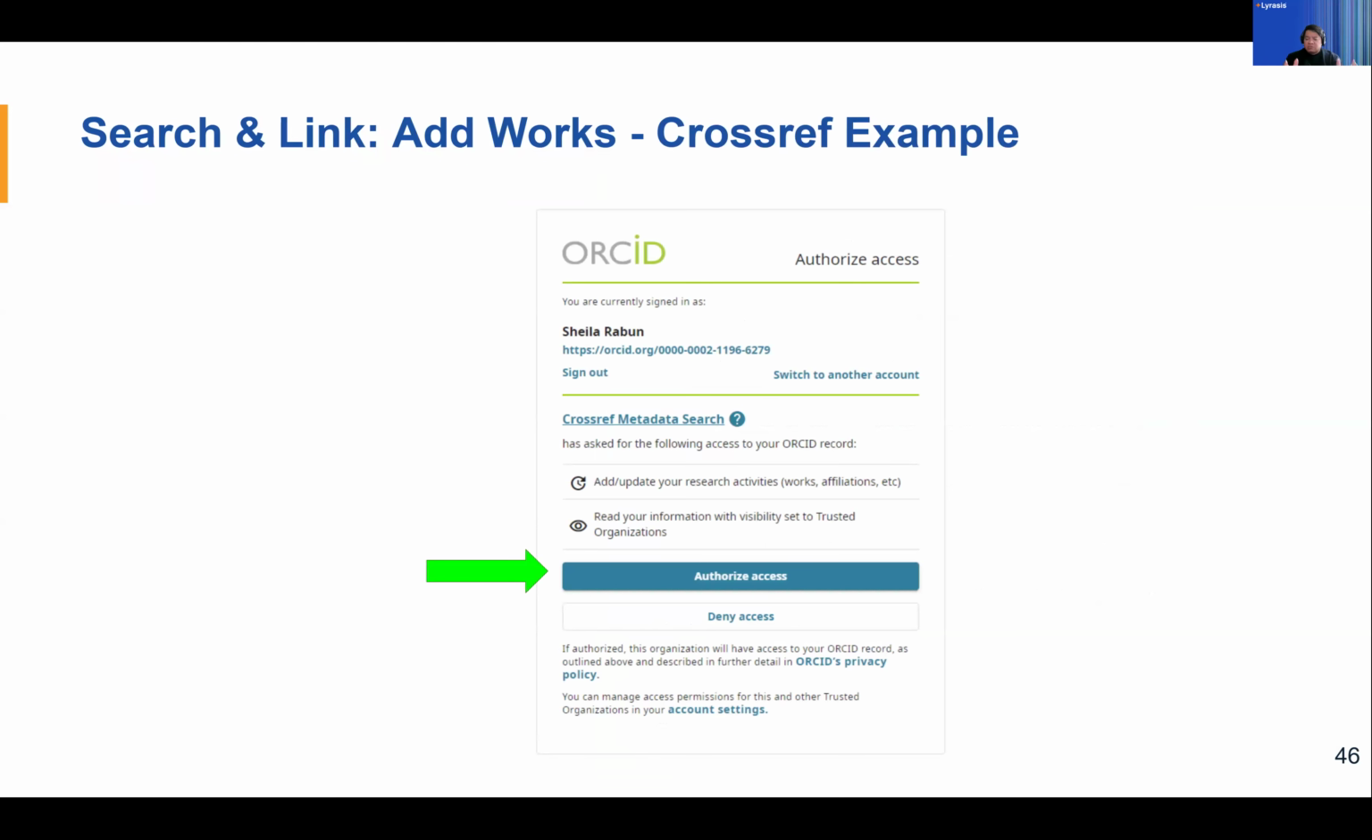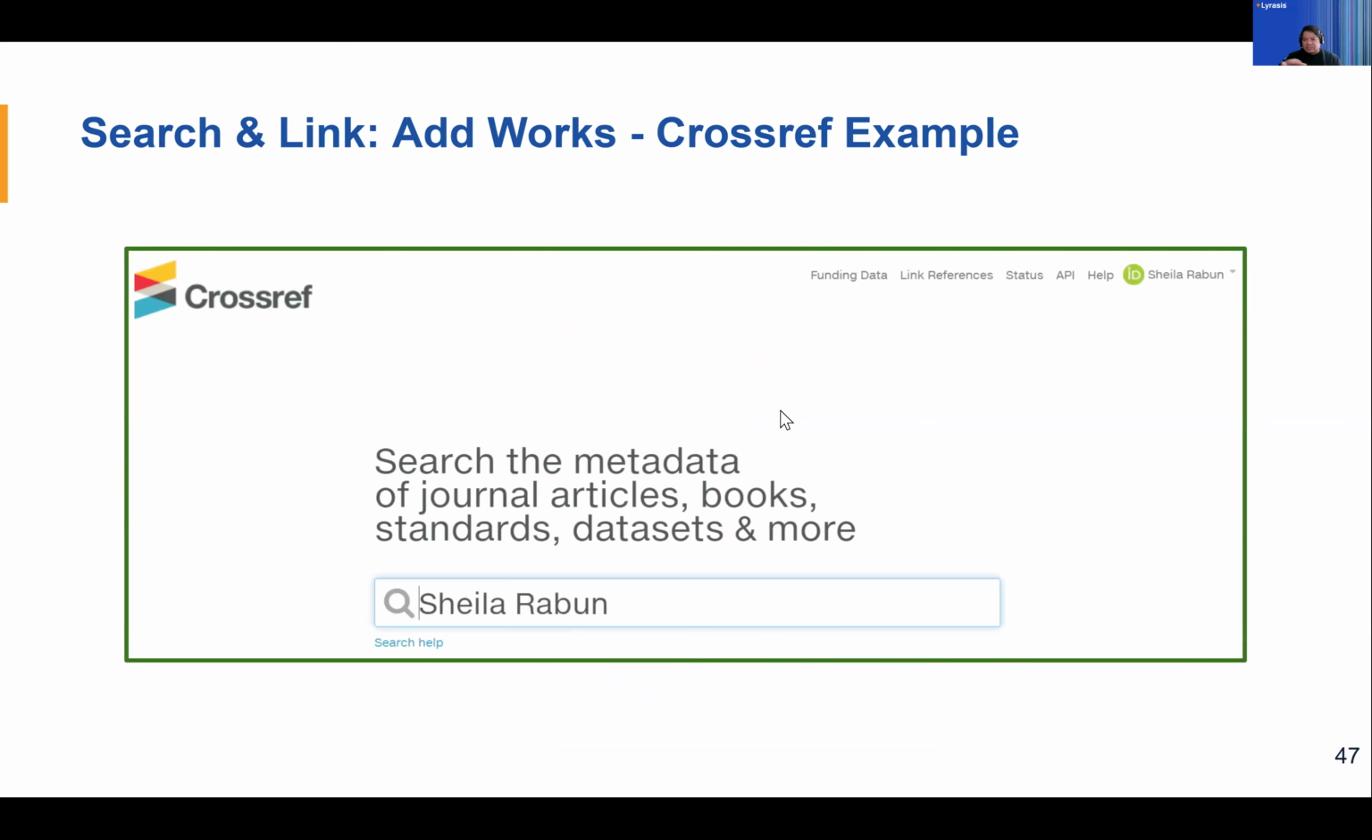So this is where researchers have really full control of their ORCID record, because you could say that I don't want to give organizations access to my ORCID record. That's fine. But to make it easier for you, you can basically make connections with trusted organizations. So here's an example where Crossref is asking that I want to add or update activities in your ORCID record. So the works, the publications, that sort of thing. And I also want to read information with the visibility set to trusted organizations only. So you make that authorization, and then it will take you to Crossref.